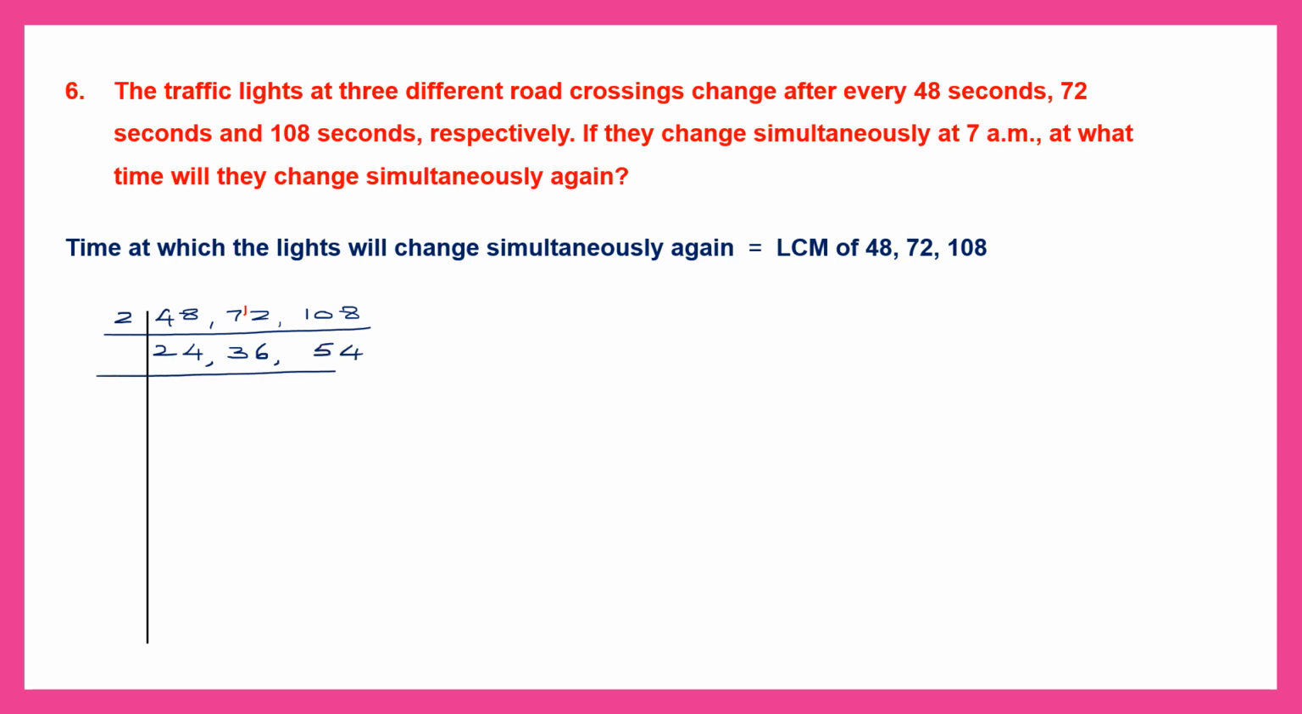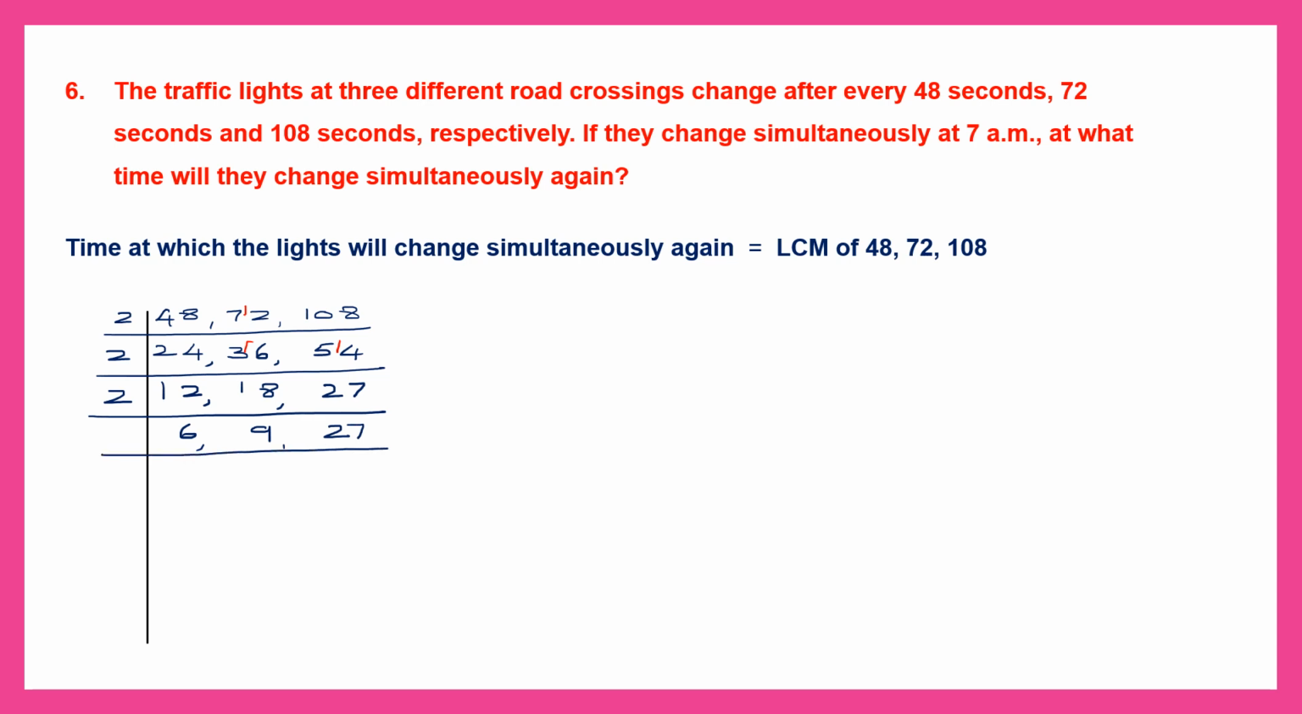Again, they're all even numbers. We can divide by 2. 2 1s are 2, 2 2s are 4. Then we have 36. 2 1s are 2, 3, there's 1 left. So that's 16. 2 8s are 16. And then we have 54. 2 2s are 4. There's 1 left. So that's 14. 2 7s are 14. So now we can continue. We still have two even numbers. We can continue with 2. 2 6s are 12. 2 9s are 18. 27 we cannot divide, so we bring it down.